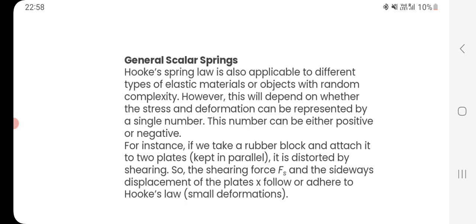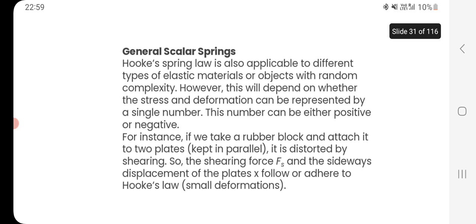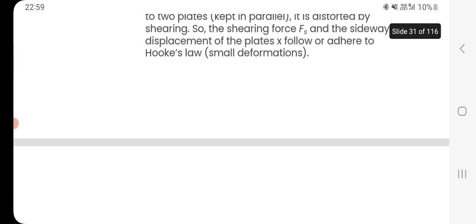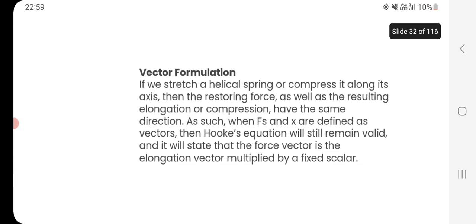For instance, if we take a rubber block and attach it to two plates kept in parallel, it is distorted by shearing. So the shearing force Fs and the sideways displacement of a plate x adhere to Hooke's law for small deformations.